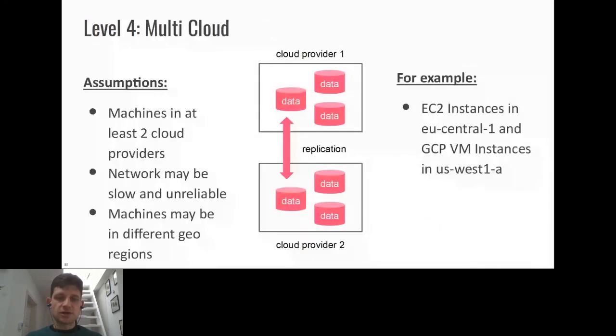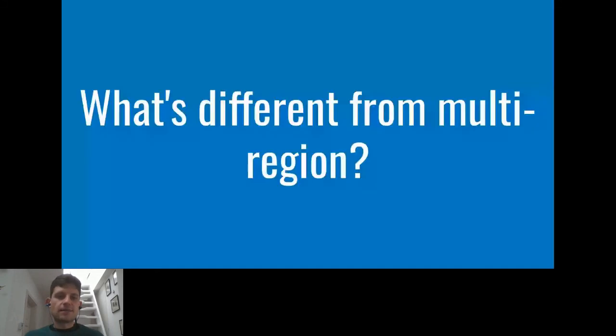So the assumption here is, again, the network may be slow and unreliable, and machines can be in different geo-regions. All this stuff we already mentioned in multi-region. You may ask, what's different from multi-region? In terms of the deployment, it's similar. However, there are some differences.